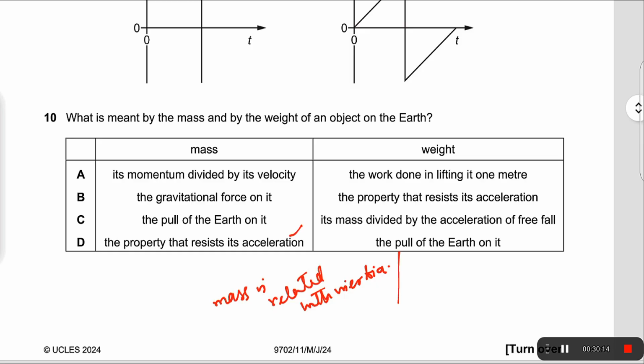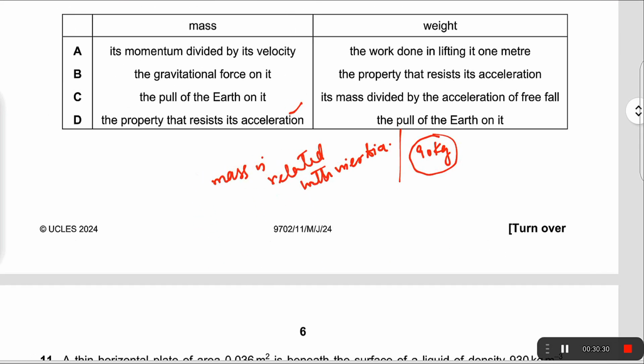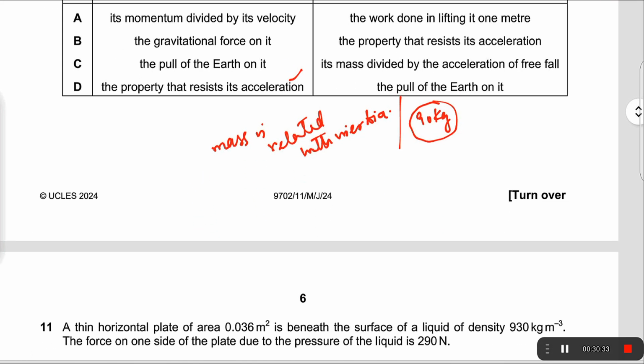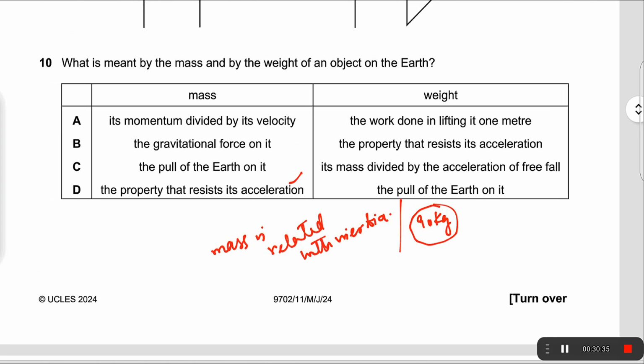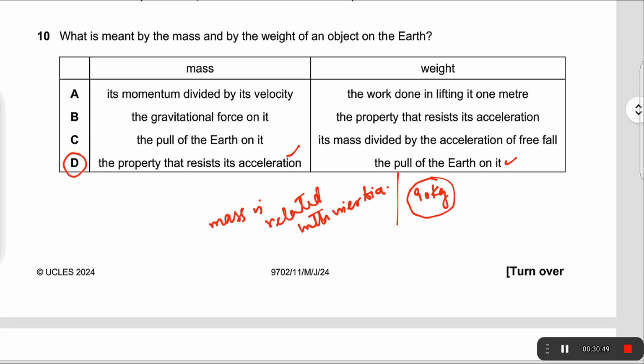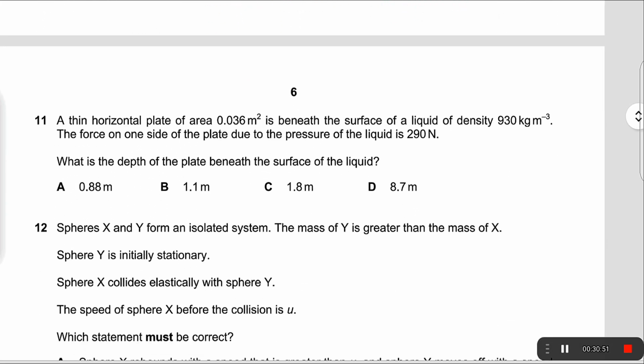If there is a person having maybe 90 kg weight, he resists moving. He is not able to move, he does not move quickly. But if there is another person with less weight, there is less inertia. So this one, D, according to mass, is correct. But what is weight? Weight is the pull of the earth. So D is the correct option. This is a very easy question.